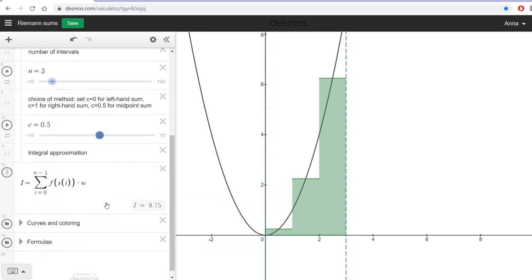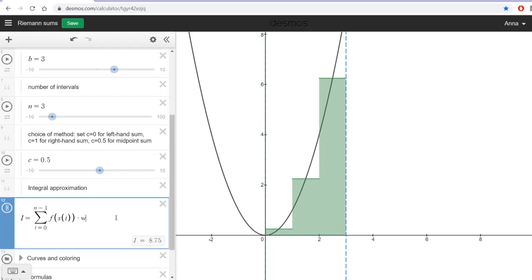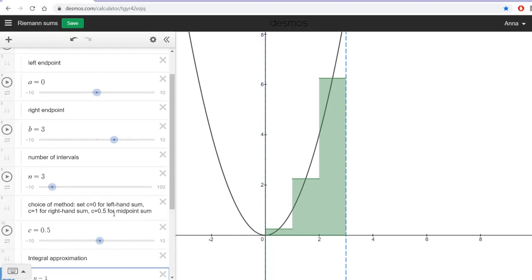I didn't write this down before, but it looks like if we had used midpoints, the area would be 8.75. So this is a nice tool that actually tells you what the area is. You do still need to know how to do these by hand, but if you ever want to check your work, this is a good way to do that. Okay, so let's see what happens.